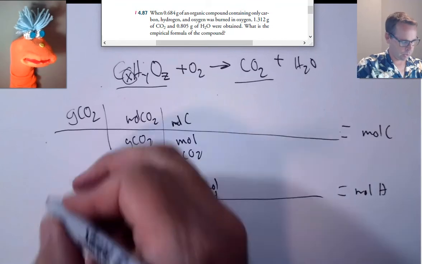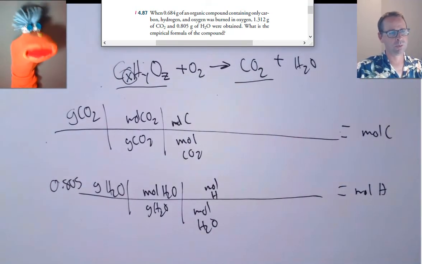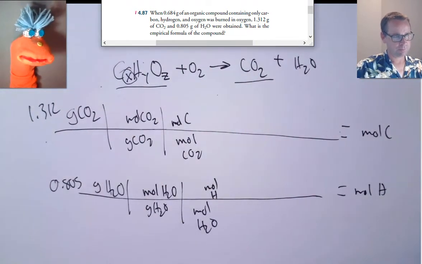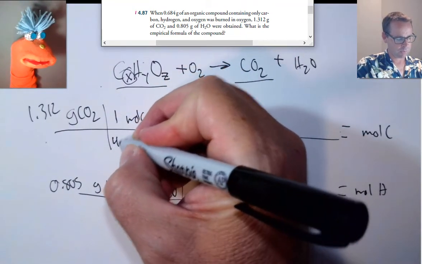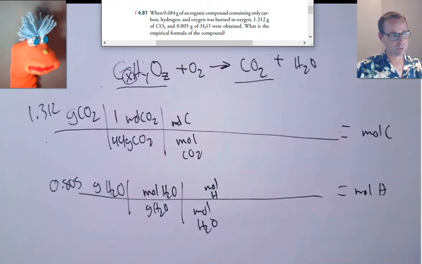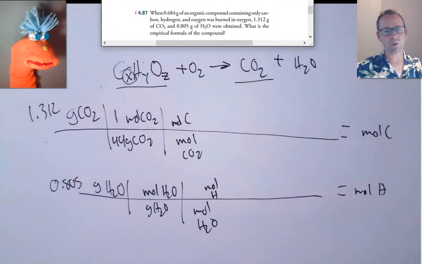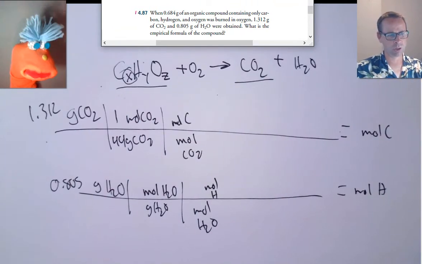Okay, good. So that's 0.805 grams of water. Okay, 0.805. How about grams of carbon dioxide? 1.312. Let's finish this one up here first. For every mole of carbon dioxide is 44 grams. Very good. And there's, I can't remember that one. What's that one? Well, how many moles of carbon are there for 1 mole of carbon dioxide? Oh, that's just one. One carbon for every carbon dioxide.